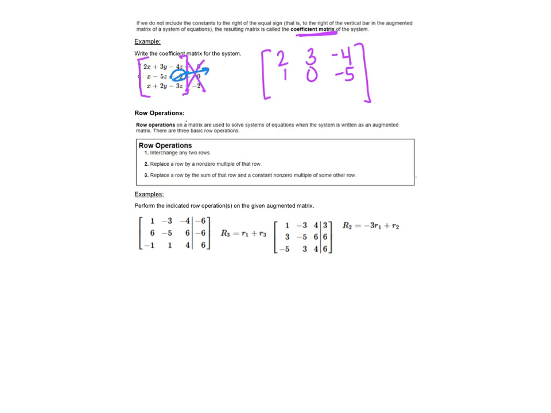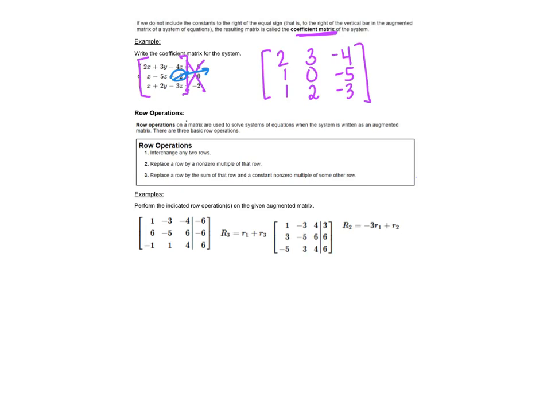Okay, moving to my next equation, I'm going to have a 1 for my x, a 2 for my y, and a -3 for my z. So that's what a coefficient matrix would look like. Okay, so the last thing that we want to look at when we talk about matrix basics is row operations. Okay, so what can we do to a matrix without actually solving it?